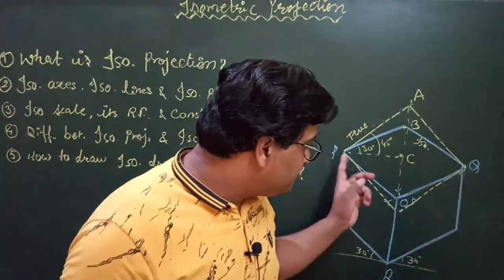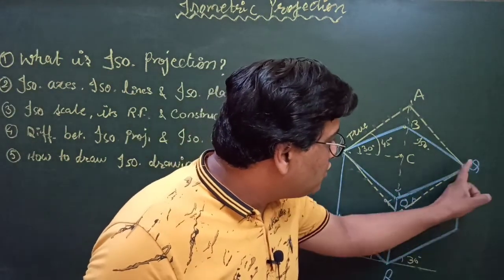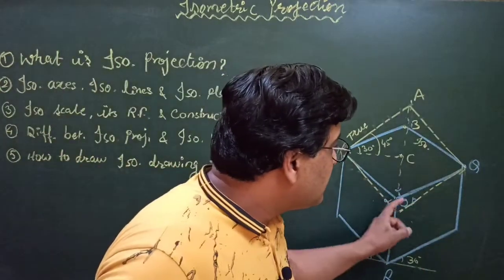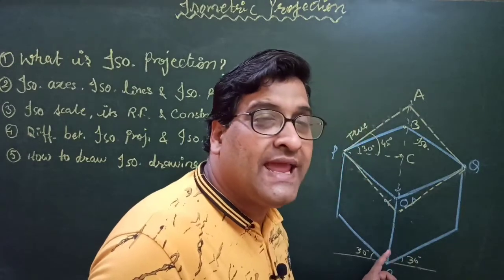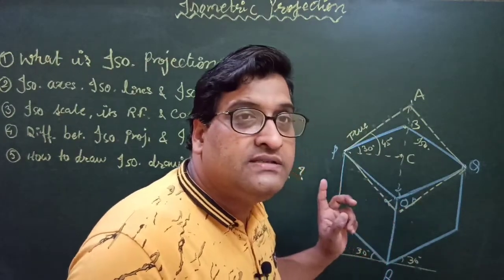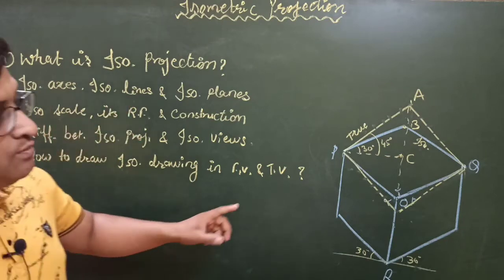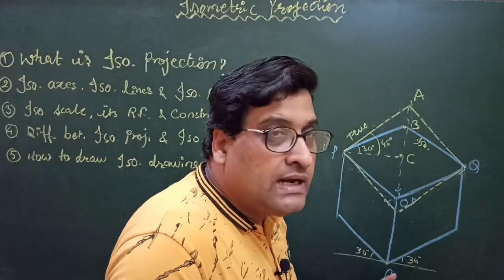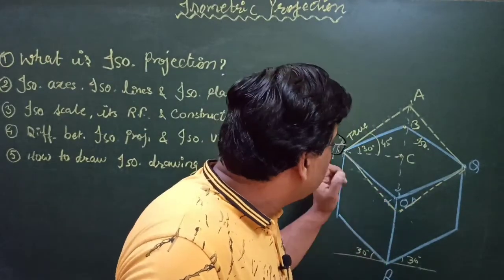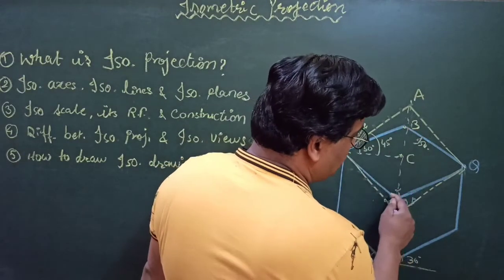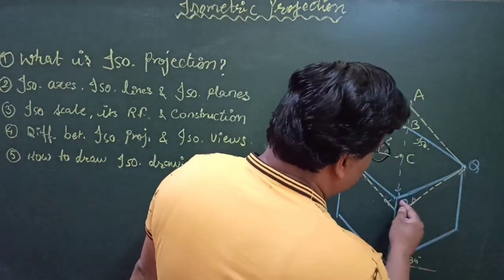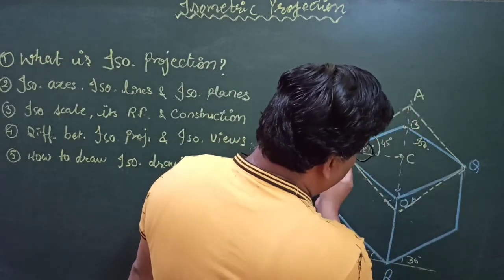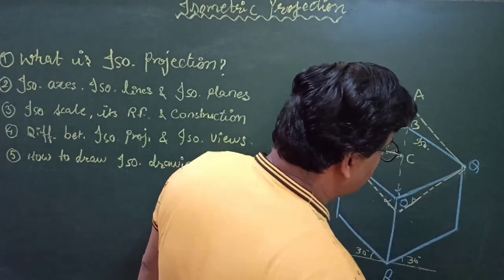Look at this picture. These 3 lines OP, OQ and OR, which are making a 120-degree angle with each other, are termed as isometric axis in this particular diagram. All the lines parallel to these 3 lines, meaning lines parallel to OP, OQ and OR, are isometric lines. So we can say that PB is parallel to OQ, that is why it is an isometric line. This BQ is parallel to this isometric axis, so it is an isometric line, and so on.